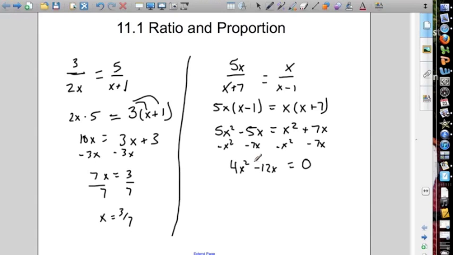The other common mistake that happens here is people will start trying to factor this right away. Remember, don't try to factor until you've pulled out what they have in common. So you've got to actually factor out what they have in common first before you can do anything else. And so I look at this. 4 and 12, well, they both have a 4 in common, and they both have an x in common.